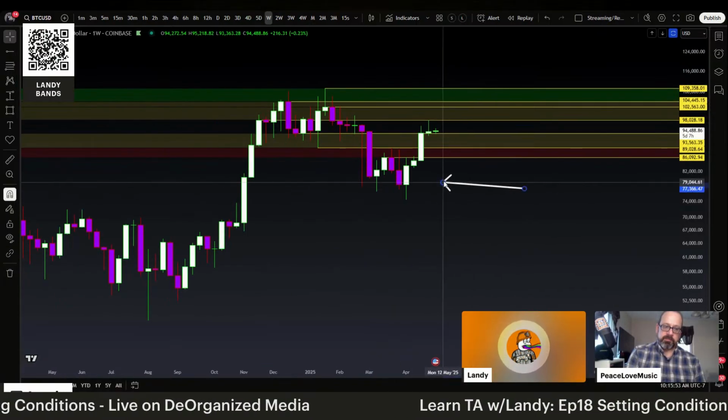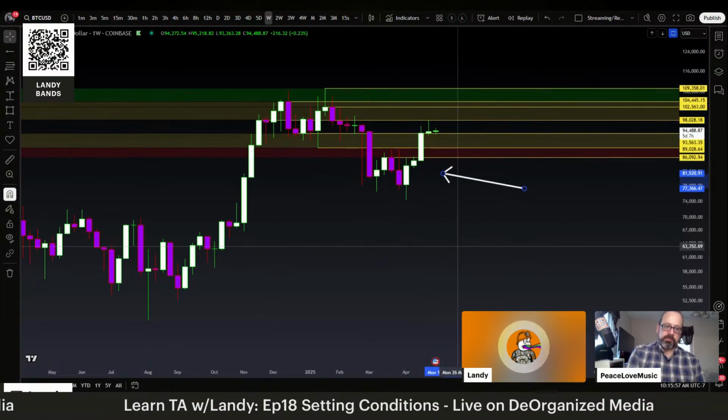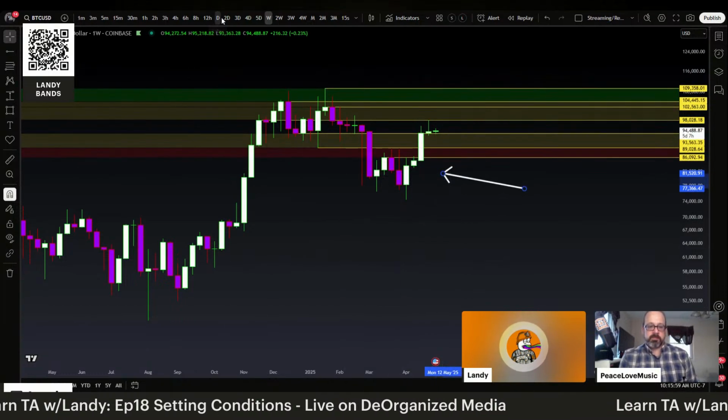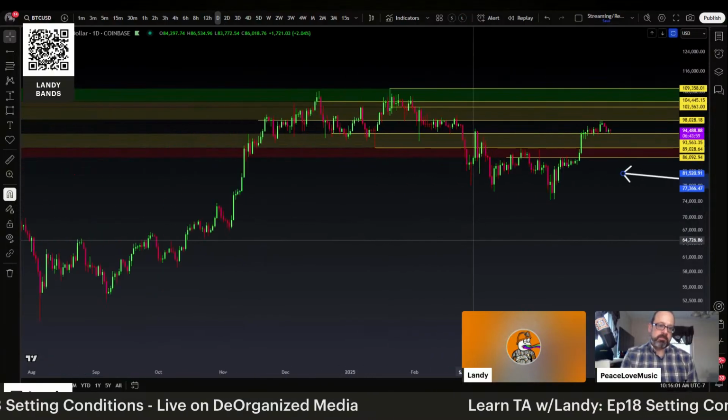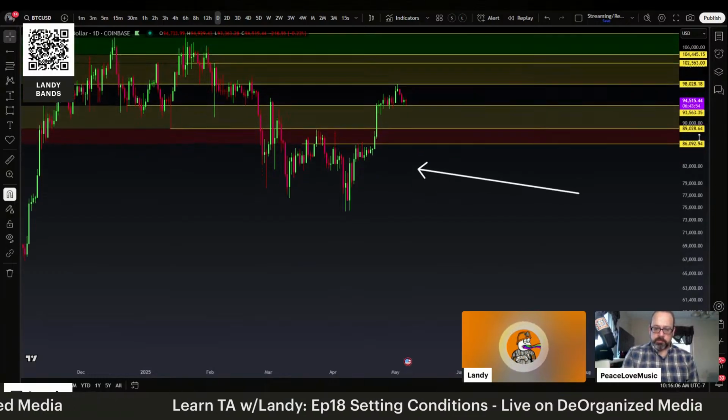So now we are bracketing price action with weekly zones of interest. And then we can start to go to the lower term timeframes like the daily, right? And then we can define or refine exactly what it is that we're looking for.